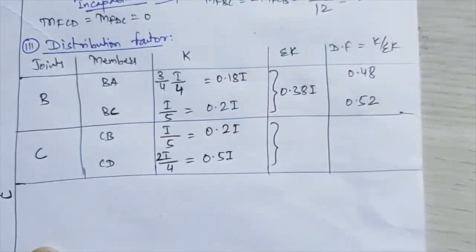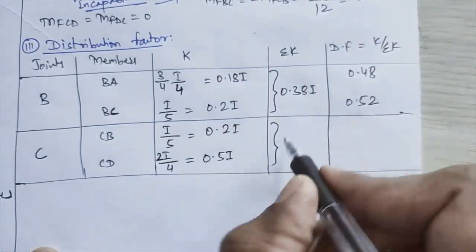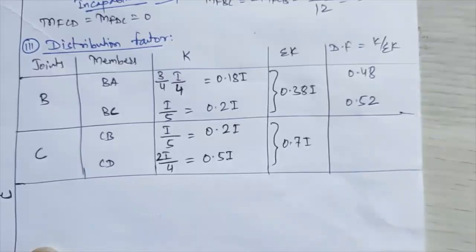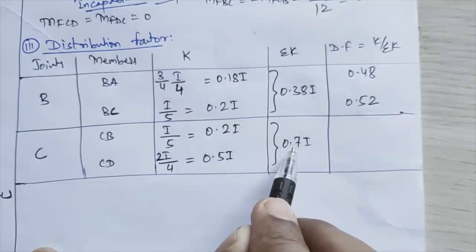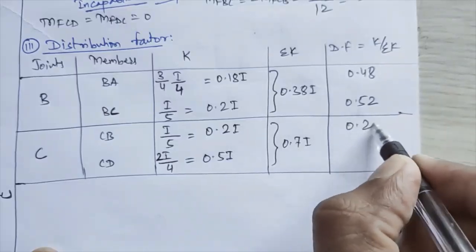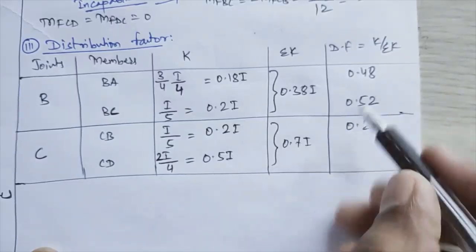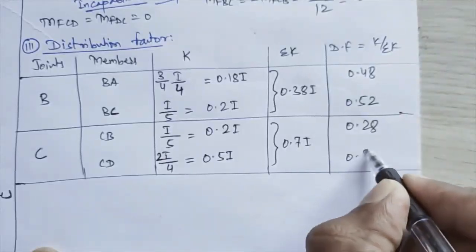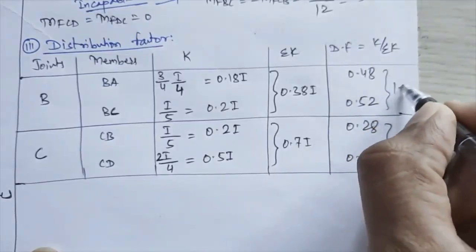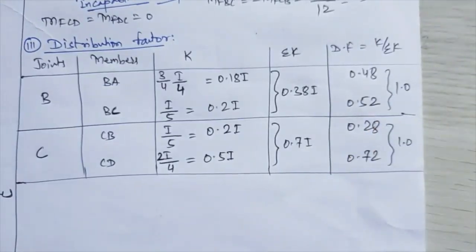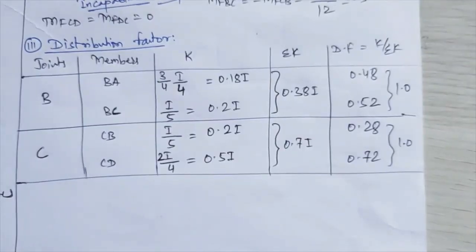So if you add this for total stiffness, 0.2 plus 0.5, I get 0.7 I, and DF for the first member CB, 0.2 by 0.7, I get 0.28, and here 0.5 by 0.7, I get almost 0.72, whereas the summation shall come equal to 1. So that gives me the distribution factors for the members at joint B and joint C.